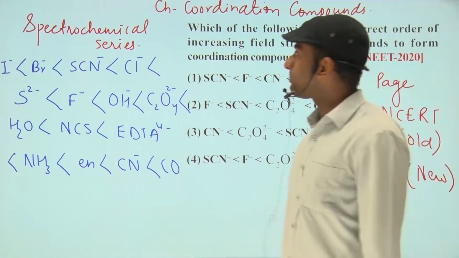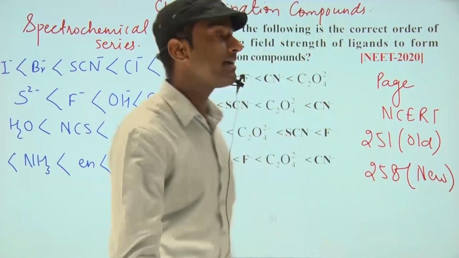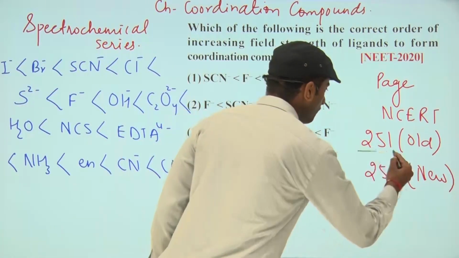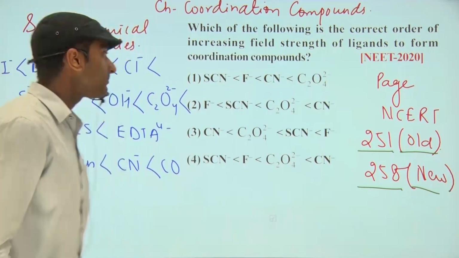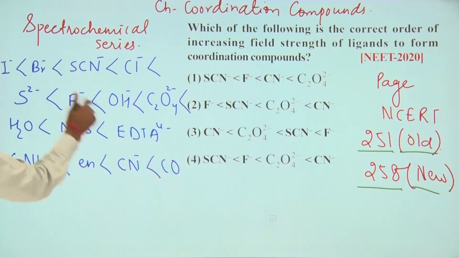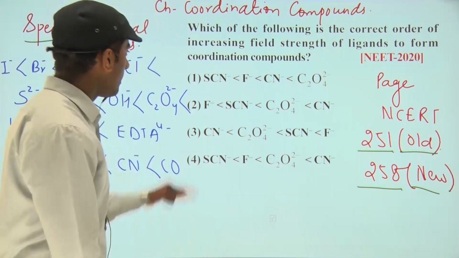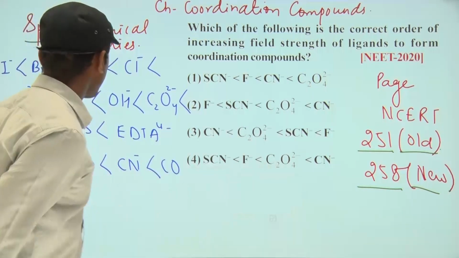Got it? And the topic is spectrochemical series. One order is given here. As far as NCERT is concerned, students, you will get the answer at page number 251 of the old NCERT and 258 of the new NCERT. This is the order of strength of ligands, or the spectrochemical series. And you can see that 4 ligands are given here, but the arrangement is different.